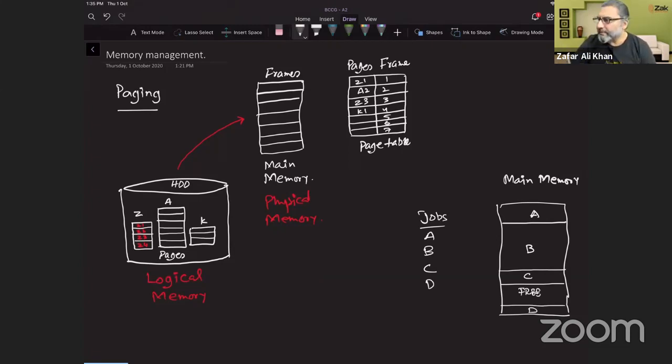Let's suppose that after some execution, this job A is now out of the memory. So this particular area where job A was loaded and being executed is now finished, and this area of the memory is now being reported as free. These free areas in the memory are called memory holes. So these are memory holes.